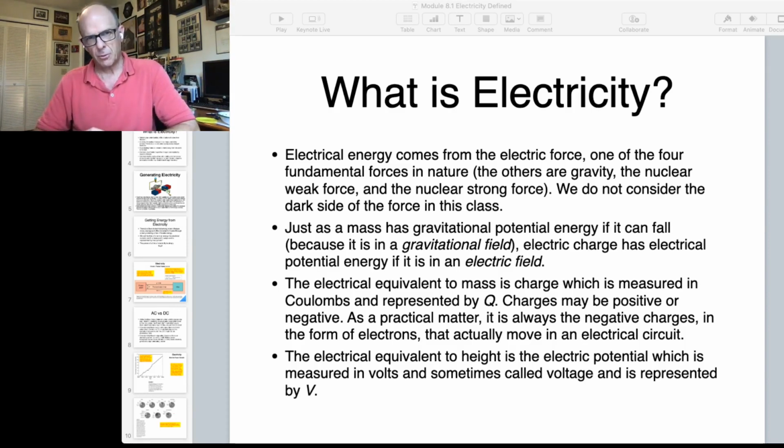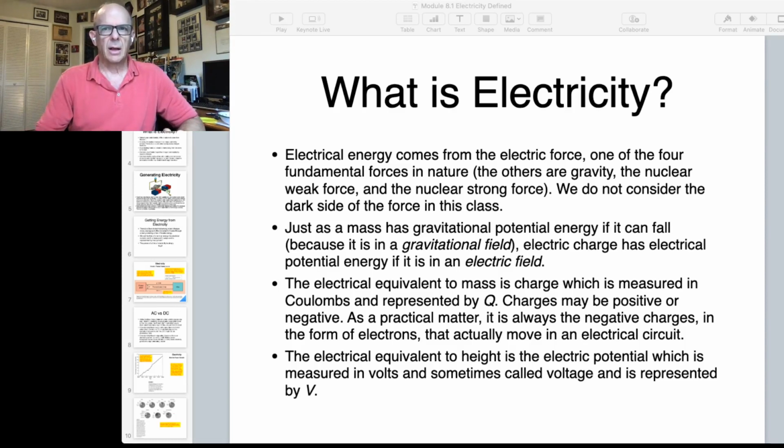So in this module, we're going to be understanding how electricity works and what some of the storage technologies are for it. So the first couple of slides here are just a review of what is electricity.